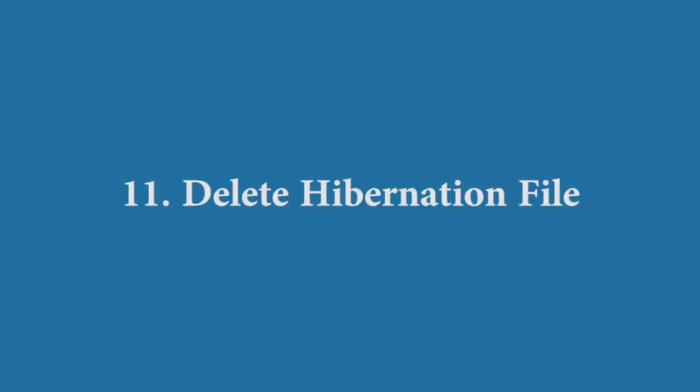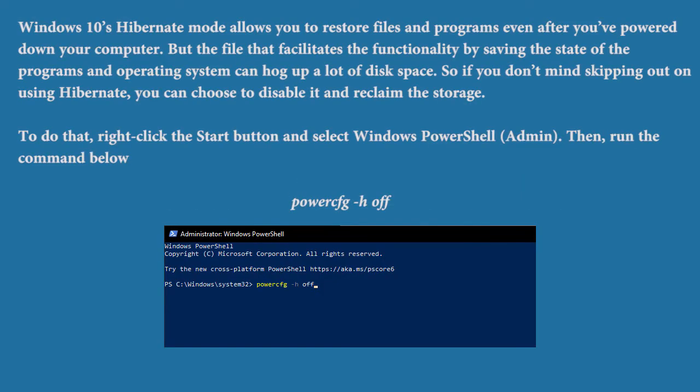11. Delete hibernation file. Windows 10's Hibernate mode allows you to restore files and programs even after you've powered down your computer. But the file that facilitates the functionality by saving the state of the programs and operating system can hog up a lot of disk space. So if you don't mind skipping out on using Hibernate, you can choose to disable it and reclaim the storage.